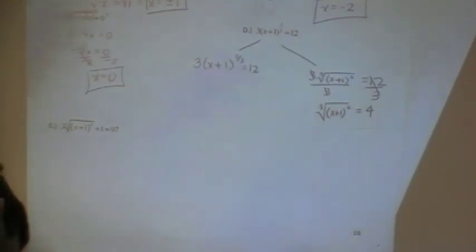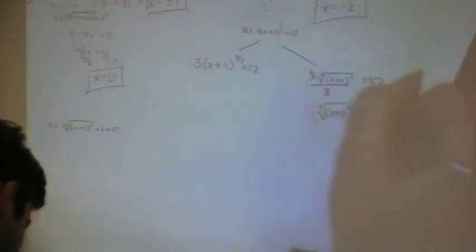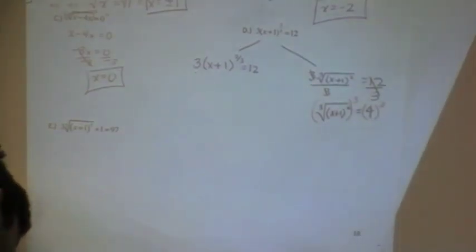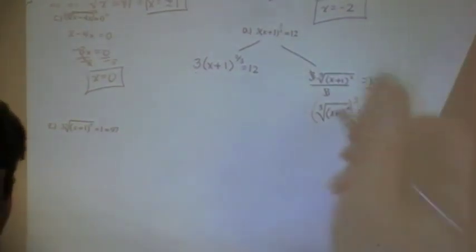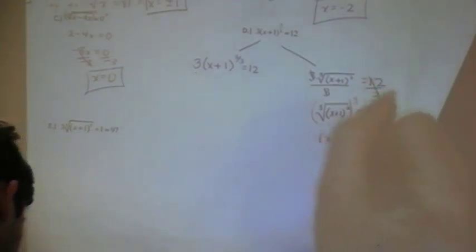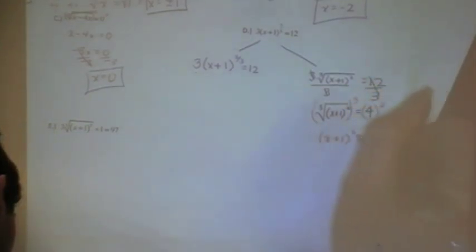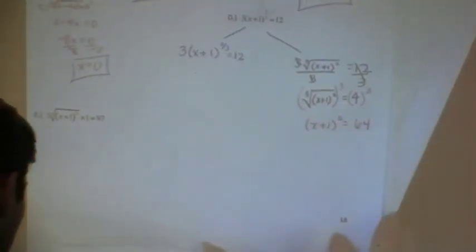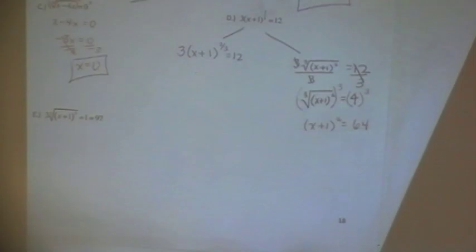Alright, now the next step says to cube both sides. So I'm going to cube this and cube this. Cubing the left just cancels the radical and leaves me x plus 1 in parentheses squared equals 64. Everybody okay? Now, in order to keep solving this and get x by itself, I have to get rid of those parentheses. The parentheses are there because it's squared, so you have to take the square root now.